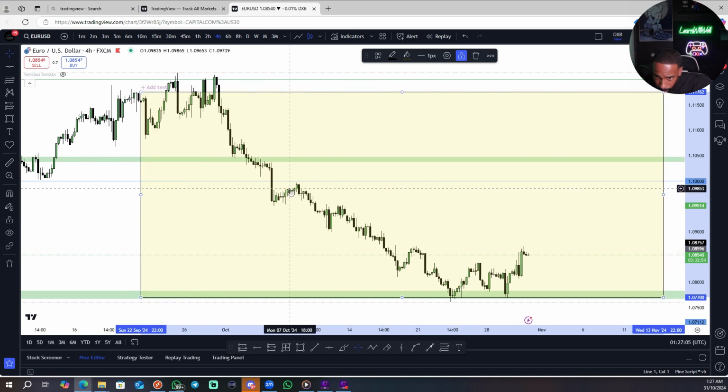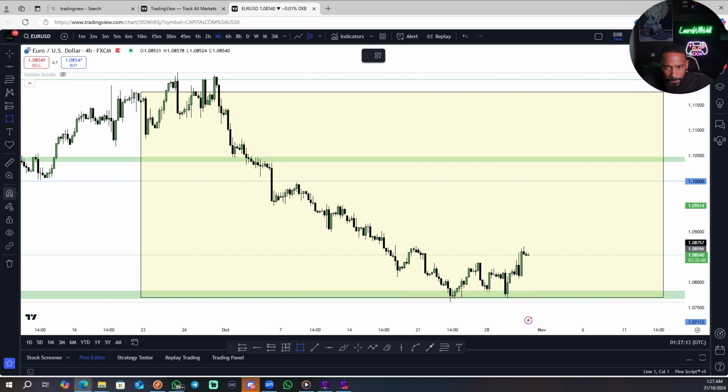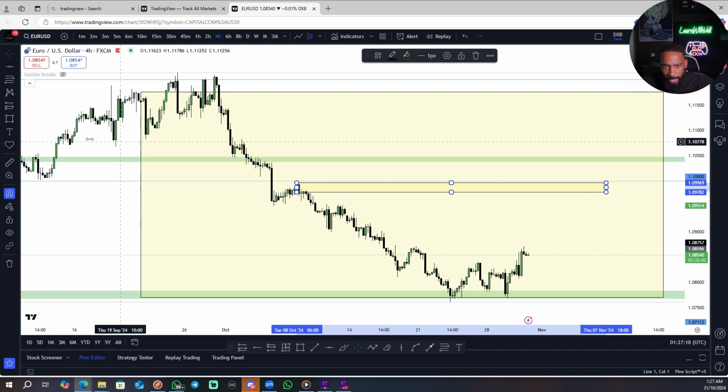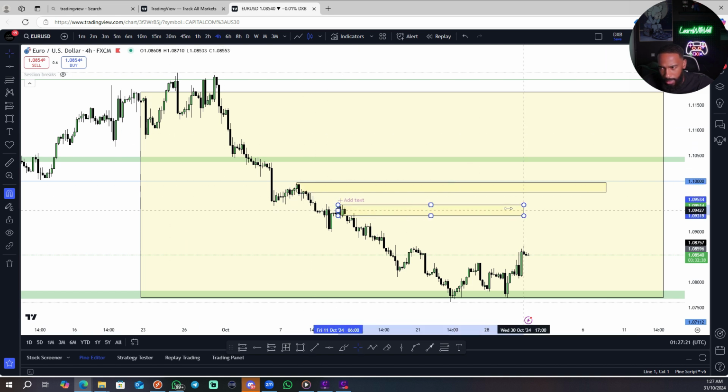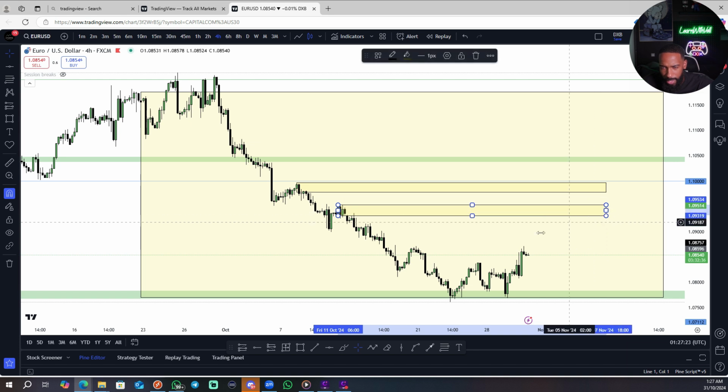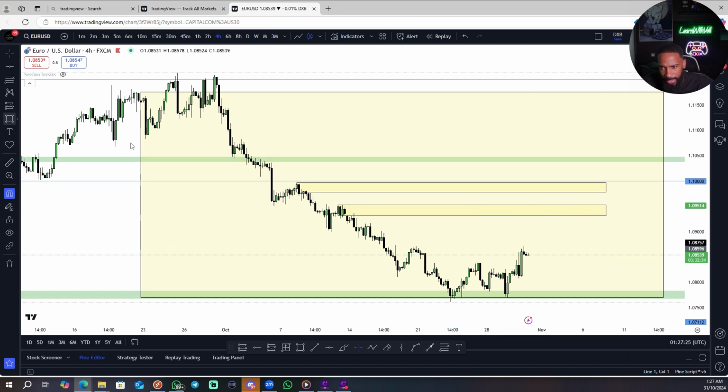Now with that being said, we're going to lock this, we're going to move over, and what we're looking at is the lower low, lower high, lower low, lower high. So we're going to have a look at each lower high. I'm going to mark it out here. One lower high here. Another lower high here. And then we can also see another lower high up here.